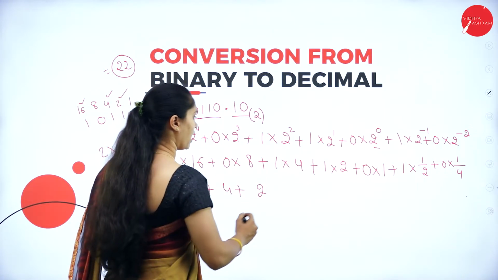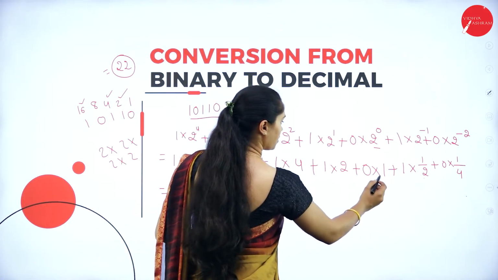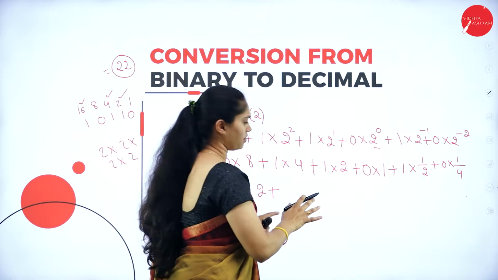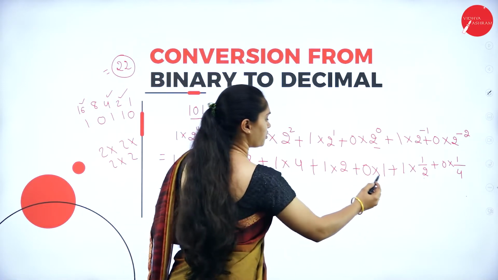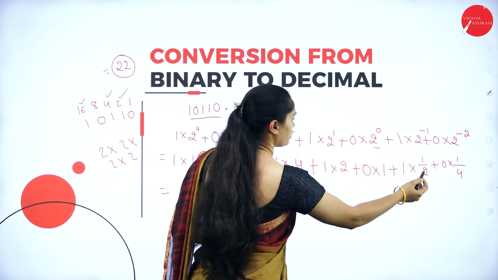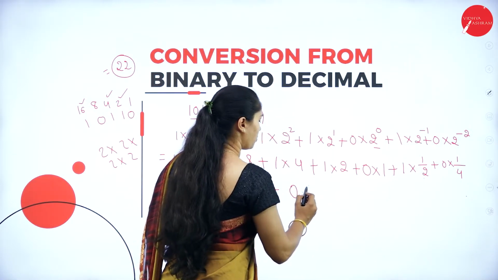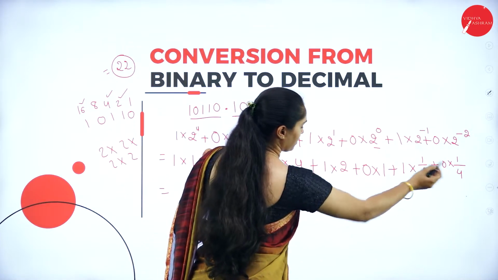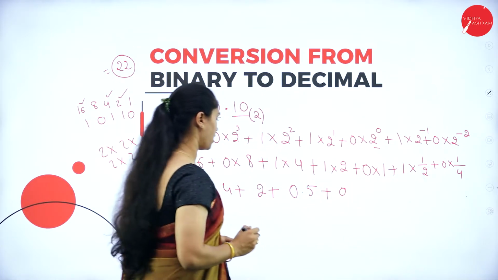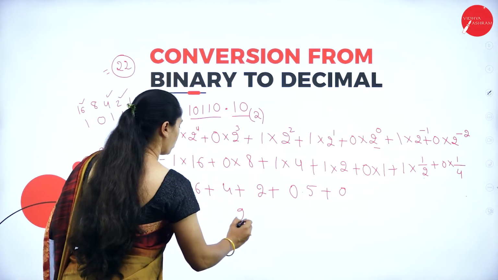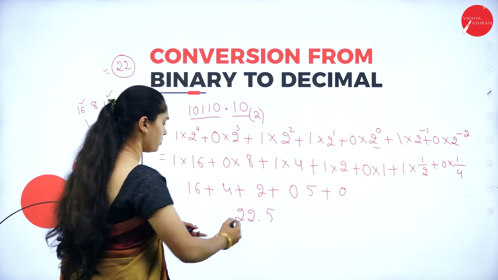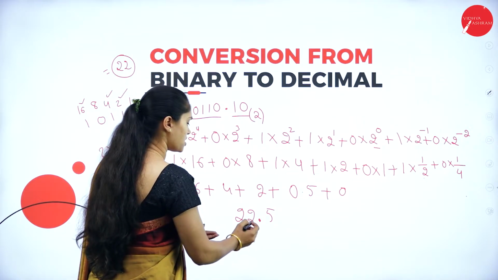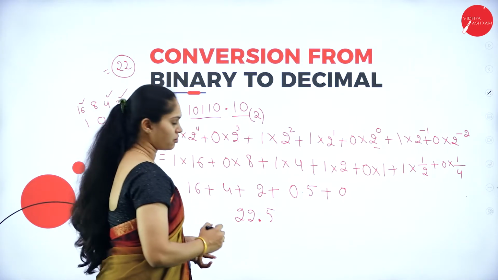After that what do we have? Plus, then 0 into 1. If I multiply again it will be 0. No need to worry. Then 1 into 1 by 2. So for this, no need to write 0, then it will be 1 into 1 by 2. It will be 0.5, plus, if I multiply anything, again it will be 0. Fine. Then it will become 22.5. So now what will it become? 22.5. So this is the integral part, this is the fractional part.